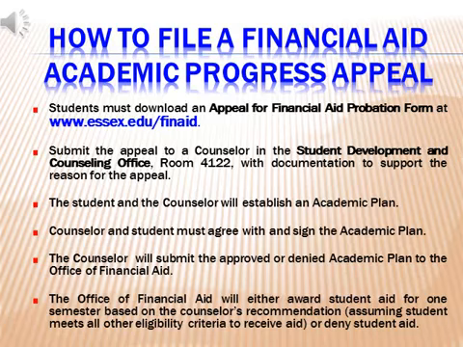The student and the counselor will establish an academic plan. Counselor and student must agree with and sign the academic plan. The counselor will submit the approved or denied academic plan to the Office of Financial Aid. The Office of Financial Aid will either award student aid for one semester based on the counselor's recommendation, assuming the student meets all other eligibility criteria to receive aid, or deny student aid.